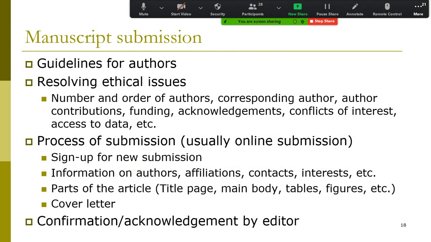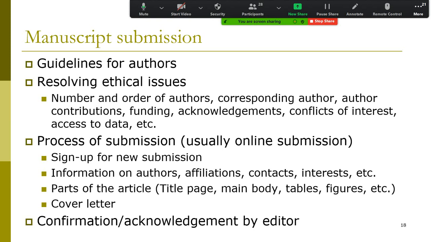So, the submission process. When you have read the guidelines for authors from the journal's website, then you should resolve the ethical issues before submission. In these ethical issues, these items are included. You have to decide the number and order of authors: how many authors, who will be the first author, who will be the last author, who will be the corresponding author. And normally there is a section for author contributions. You will have to write about which authors have done which section or component of the article.